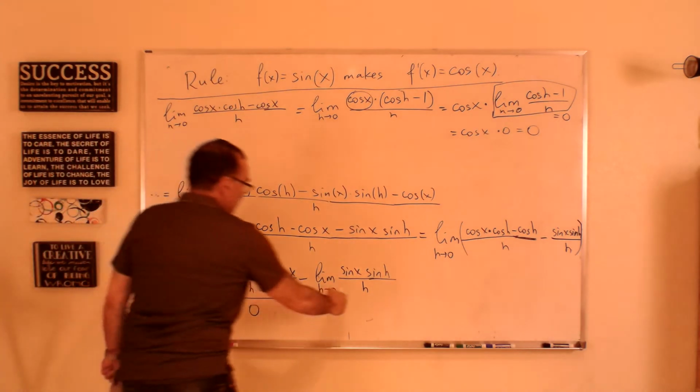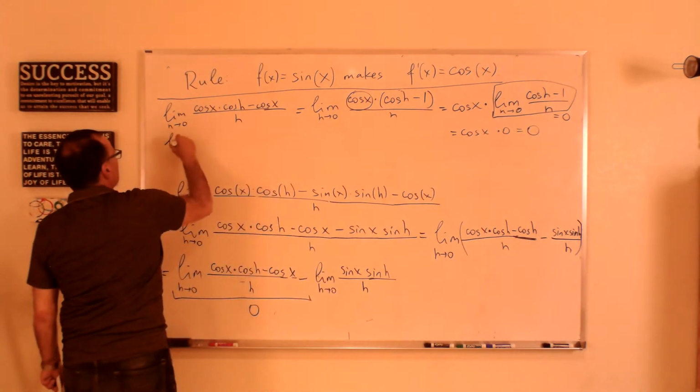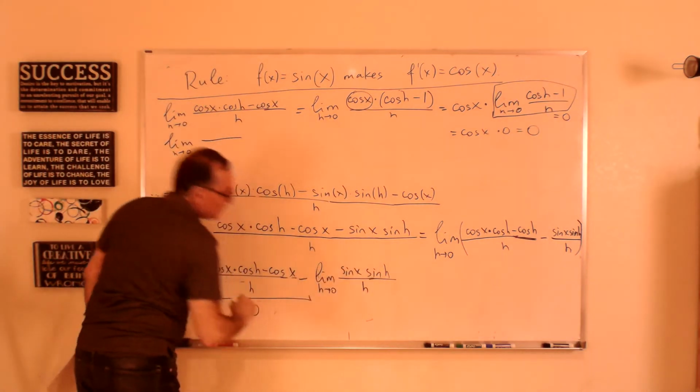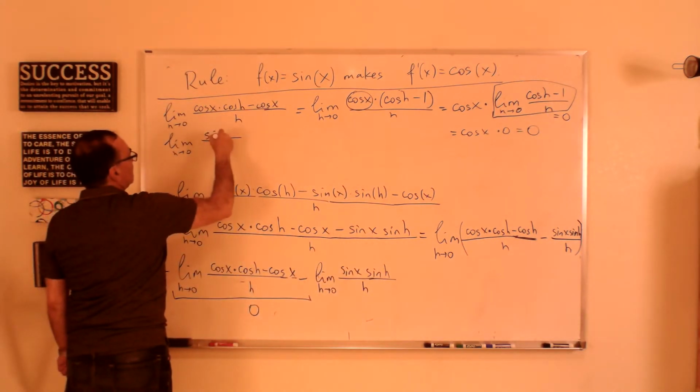Now let's calculate the other limit. It will be sine x times sine h divided by h.